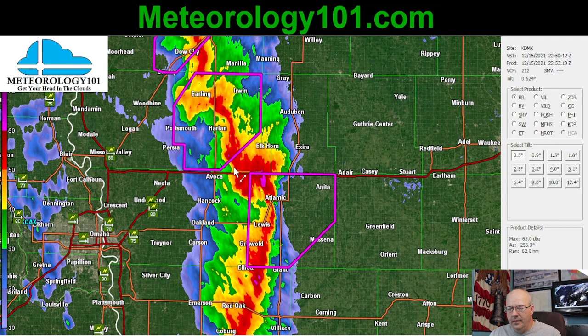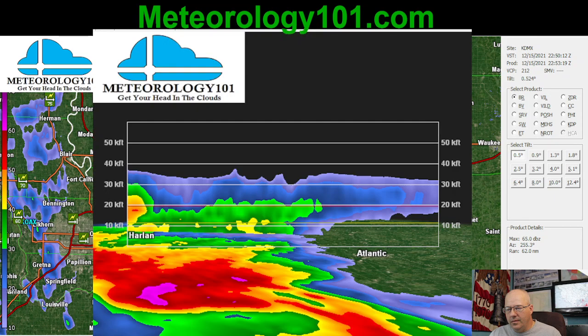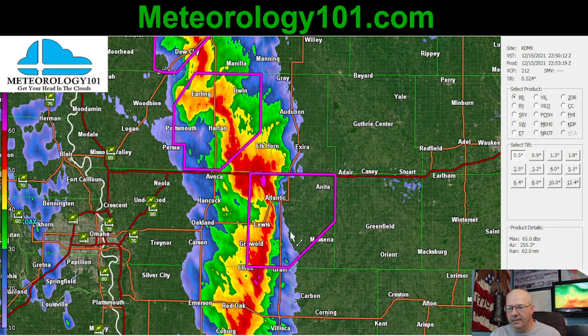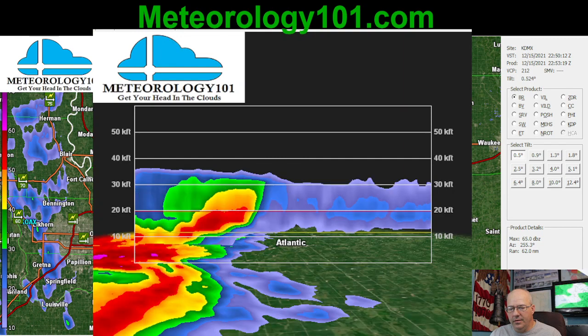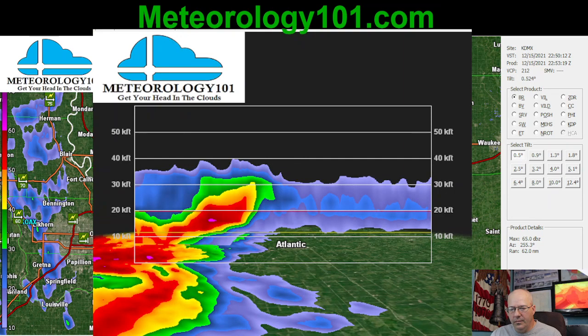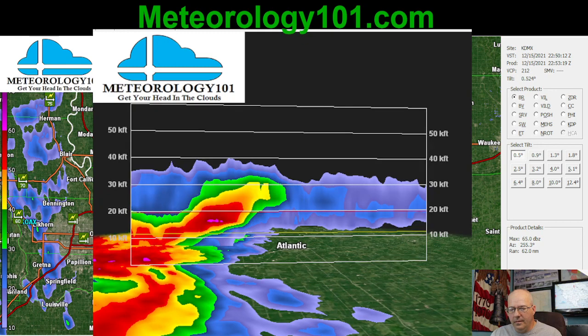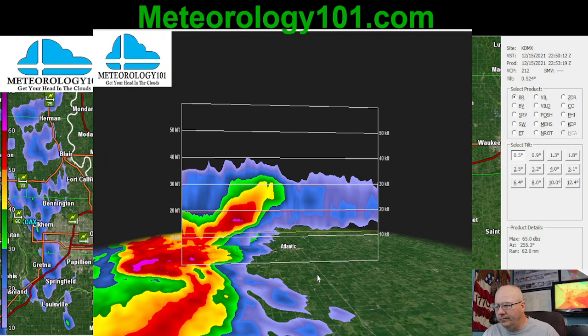I can always twist it too. Let's see if we can catch it. Nothing there. We got some pretty good tilt there. There's our higher reflectivities, pushing about 18,000 feet or so, right there at 60 dBZ. Let's see where that went. I just lost it. Okay.